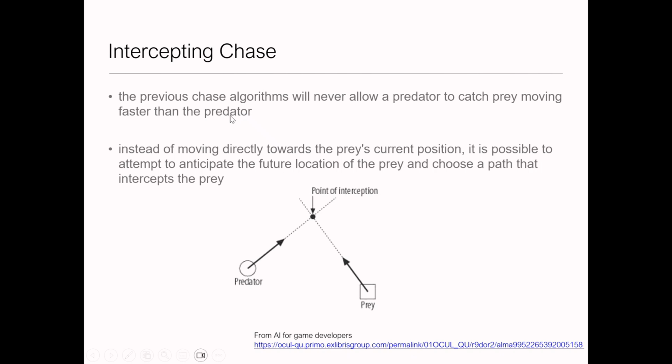So this kind of chase algorithm will let a slower predator possibly catch a faster prey object. The reason you can do this, in the video I just showed you, is that the distance the predator is moving is shorter than the distance the prey is moving in this case, because he's coming at the prey in a diagonal direction.